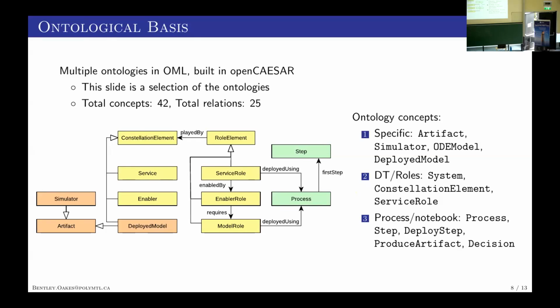But what's important is that we have these ontologies so that we can start linking both the technical details on the left, the constellation in the middle, and the process information on the right. I think that sometimes in the models community, there could be more modeling of the process.